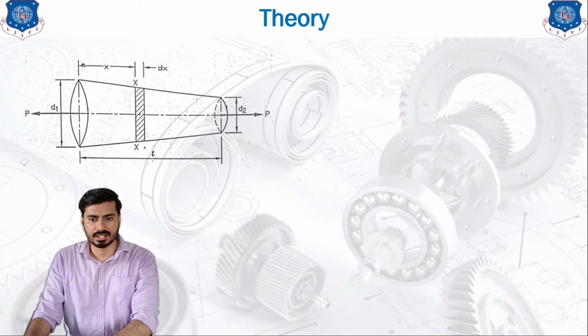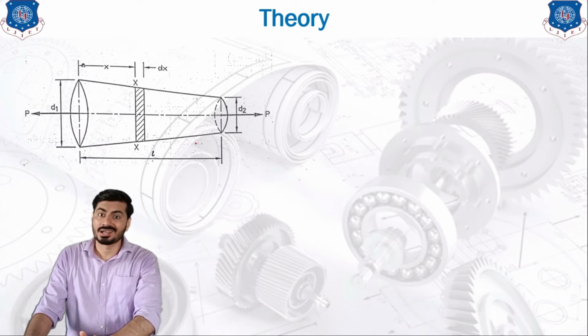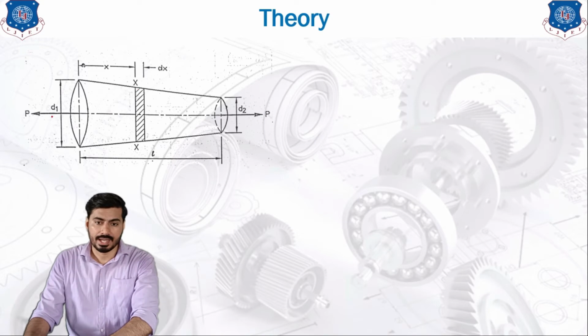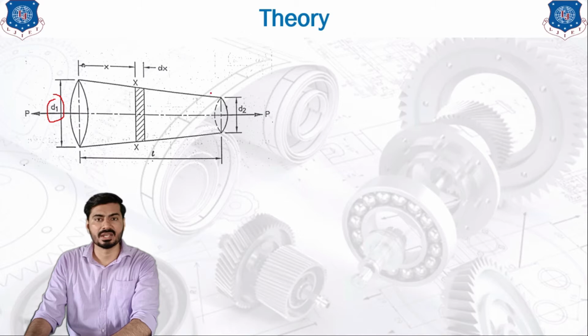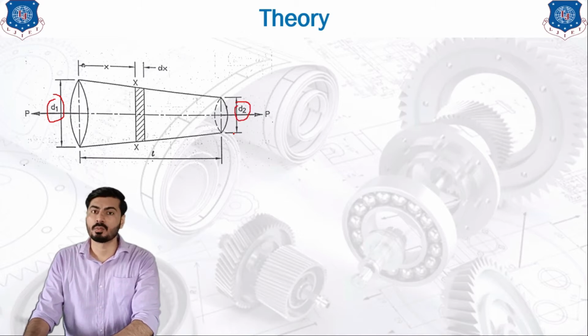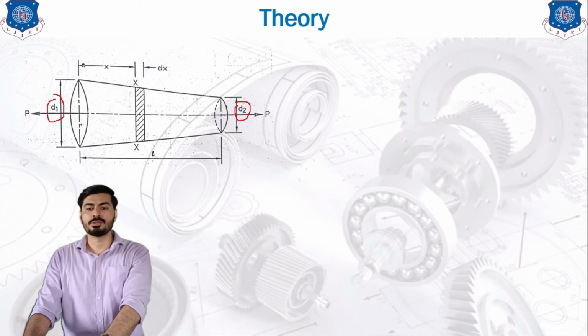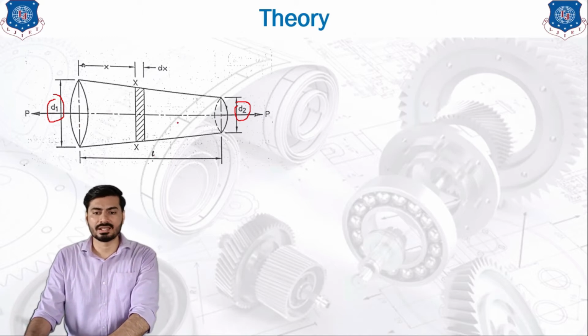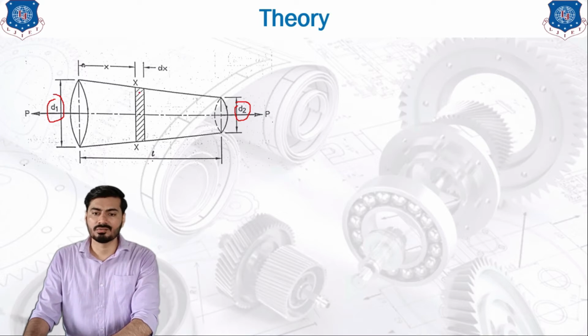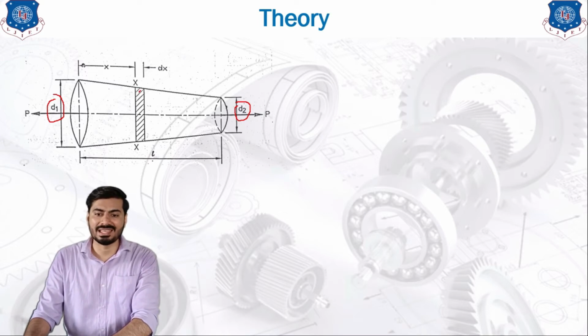In this particular theory, you will find that the bar is made up of a cross section which is changing continuously throughout the length. On this end, you will see that the diameter is D1, which is the bigger diameter, and on the other end, the diameter is D2, which is the smaller diameter. Now, the diameter is continuously reducing, that's why we have taken one strip or elemental area which is represented by this hatched line at XX section.